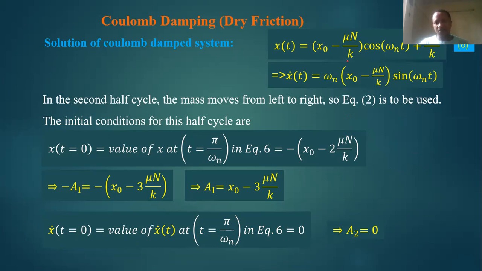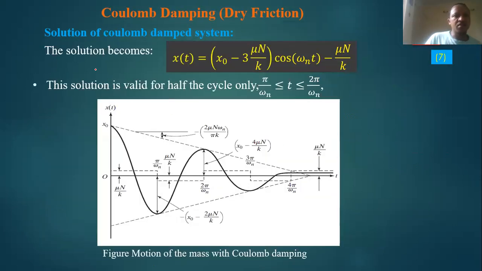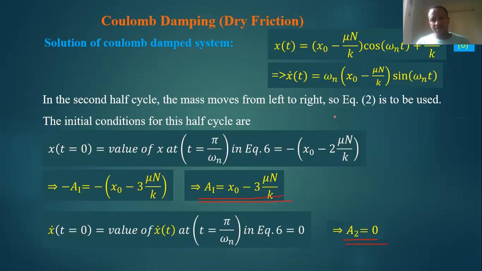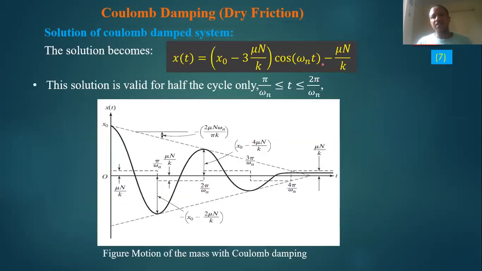Let's substitute this into this equation. Then what we get is A2 is equal to 0. So we have A1, A2, and we have A3, A4 as 0 there. Now the solution becomes x naught minus 3 mu N over k, because we apply this equation into A1, times cos omega n t, minus mu N over k. The solution is valid for, again, pi over omega n to 2 pi over omega n.